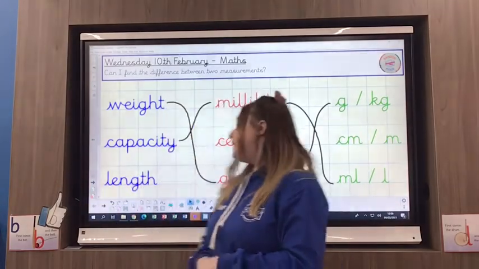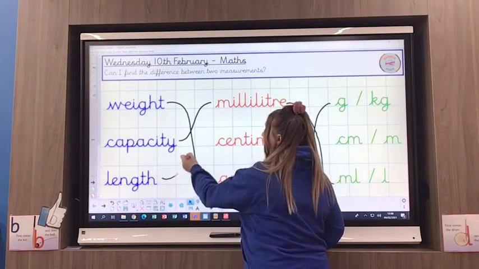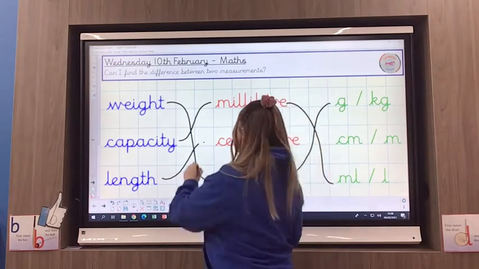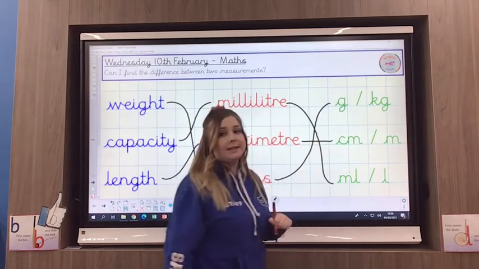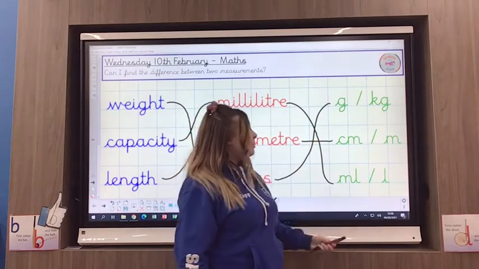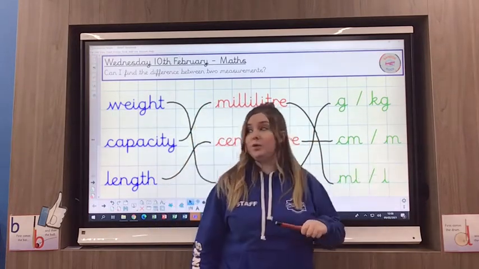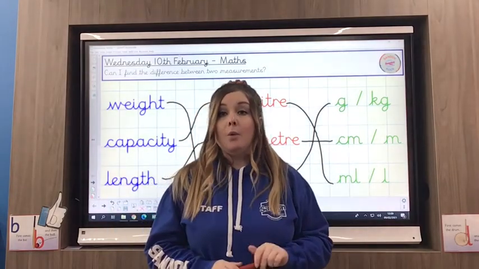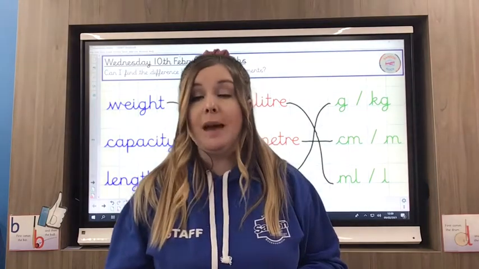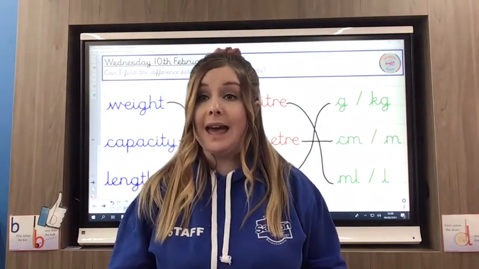And then finally, Year 4, we've got length that we measure using centimetres. And we write it using a C and an M. And if we see just an M, that stands for metres, and metres are bigger than centimetres. Well done if you managed to match any of those correctly at home.